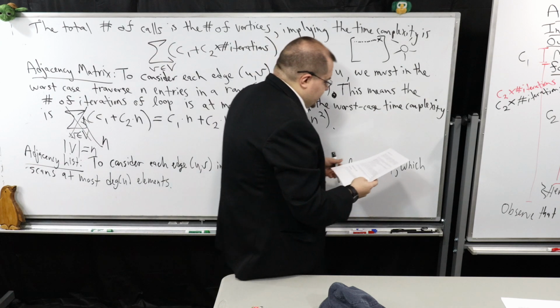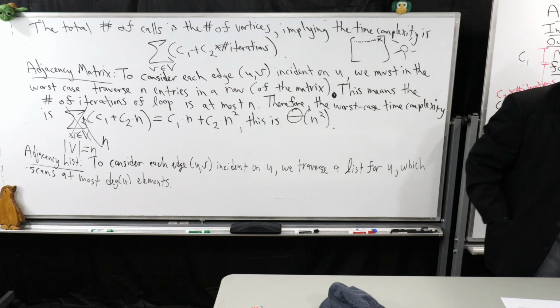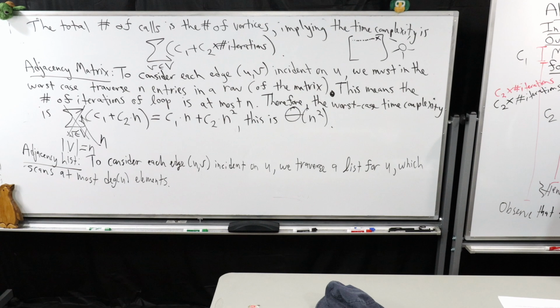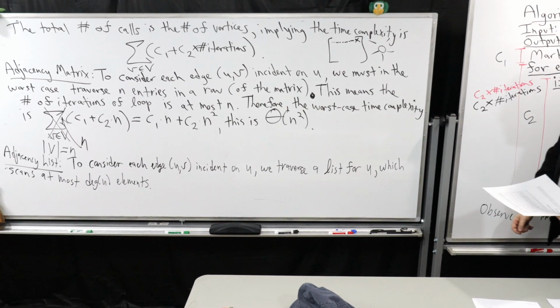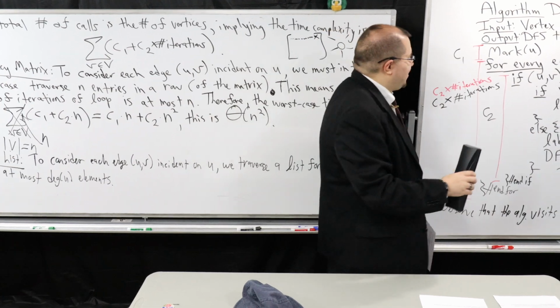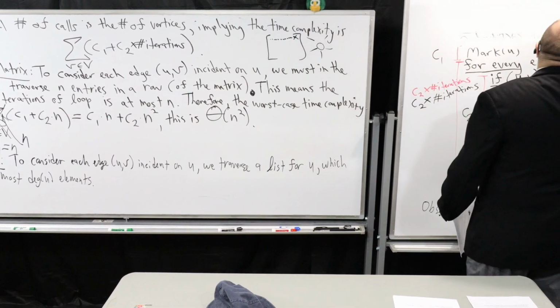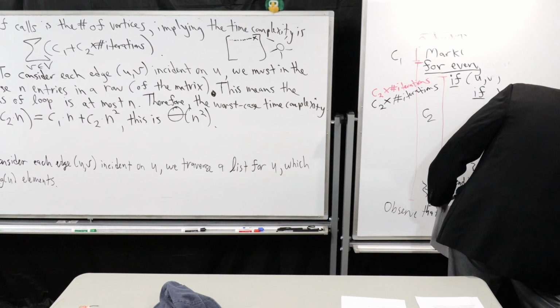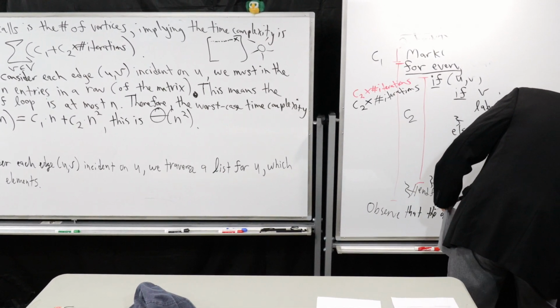So when you put it all together, let me just summarize it over here on the other board. Because remember, what's the length of one of these lists? It's the degree of that vertex. So I'm just going to do the exact same thing I just did a moment ago.